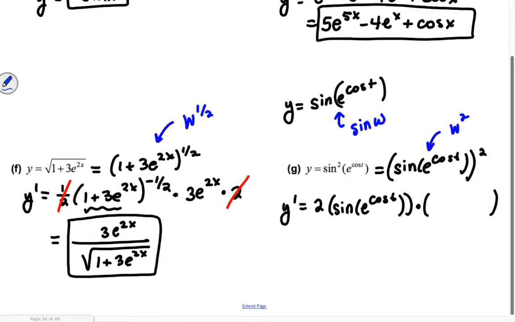So if I'm taking the derivative of something in the form sine of w, it's going to be cosine of w, right? So I'm going to have cosine of whatever w is. So w is still e to the cosine of t in this case. But then we need times the derivative of that w. So what's our very last part? E to the cosine of t times negative sine of t.